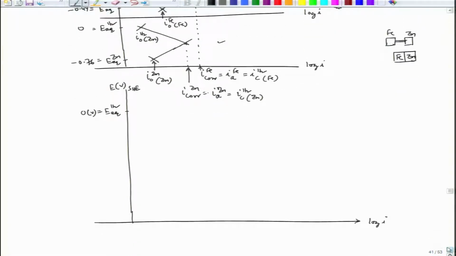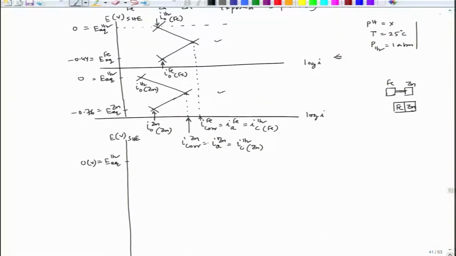Now, as per this diagram, we could see that hydrogen evolution reaction, that is exchange current density on iron is little higher than the exchange current density of hydrogen over zinc surface. So, if we follow that relative positions of their respective points, I can put them like this. This is the one position which is for iron, and then for zinc, this is the position.